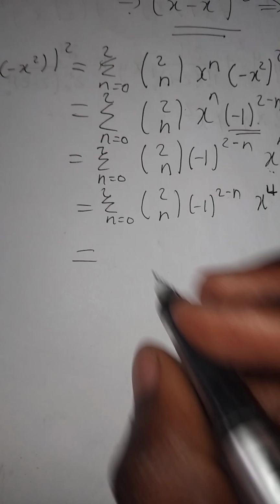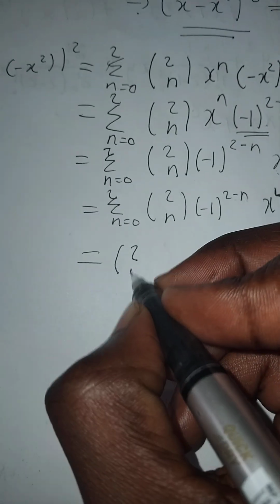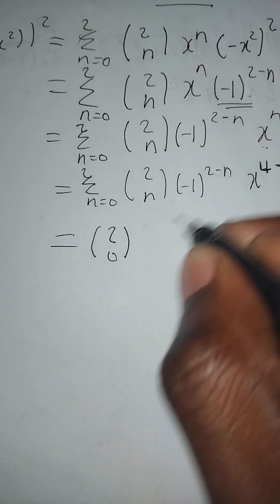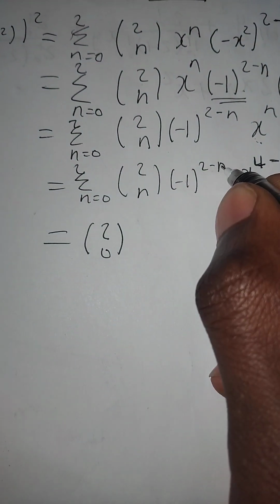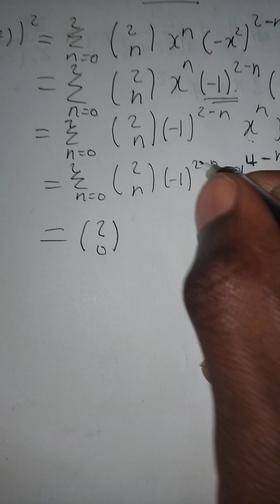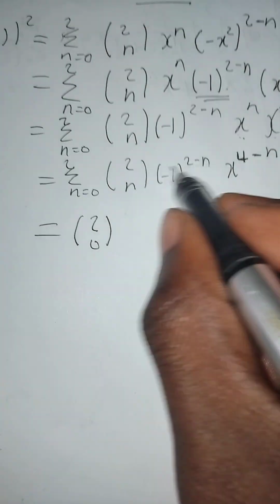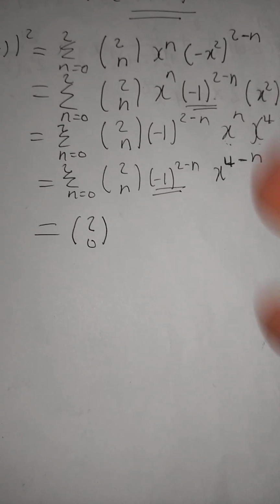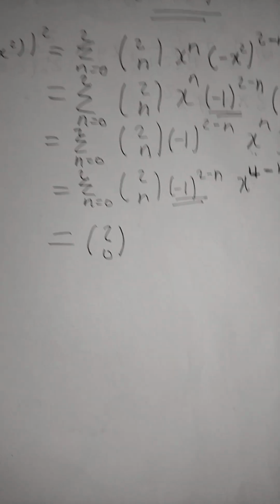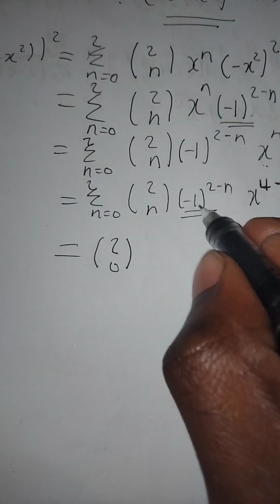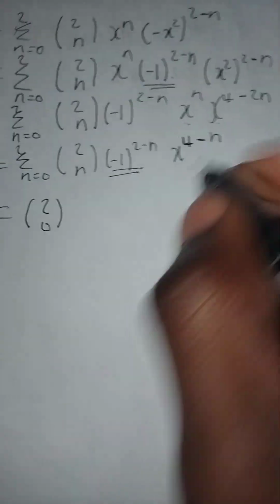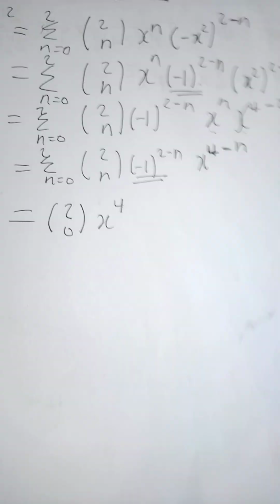Let's plug in n is 0. If we plug in n as 0, we get 2 combination 0, then minus 1 to the power 2. If n is 0, then it's just minus 1 to the power 2, which will be positive. Notice that this term here is just there to give us positive, negative, positive, negative. Our series is basically oscillating. It's alternating between negative and positive. Okay, so now this part is going to be positive. Then we plug 0 there, we get x to the power 4, right?